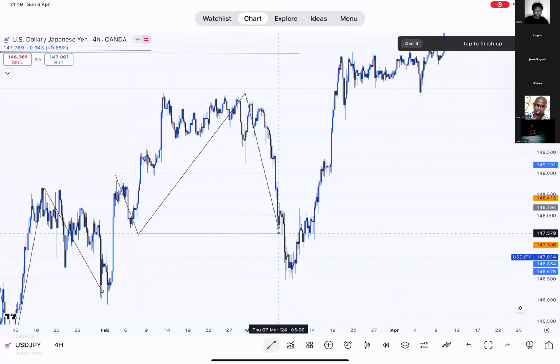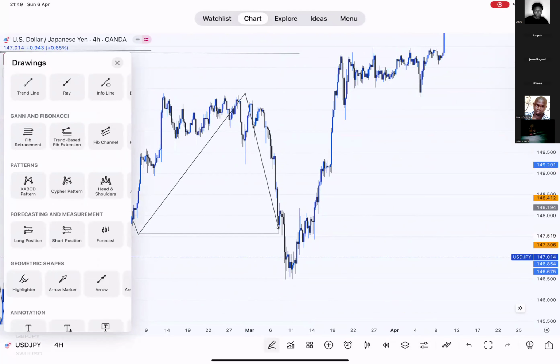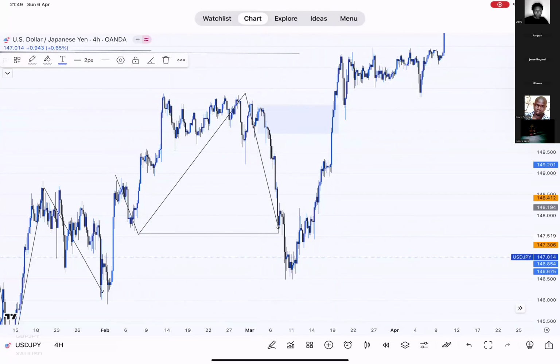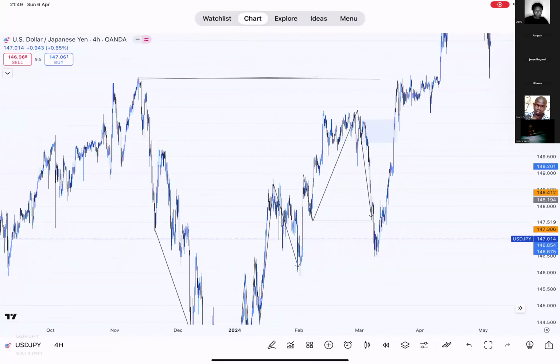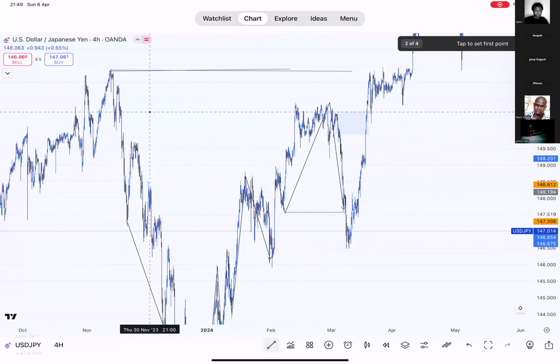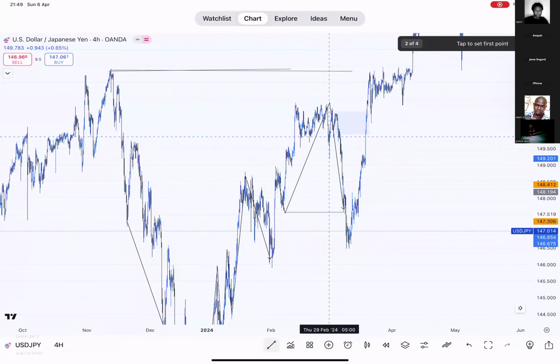This is like a change of character now. And many of you will be like, let's start selling from here, or something like that. No, the market is respecting this particular demand zone. That's why this shift happened. So this is giving the sellers more courage to enter the market.